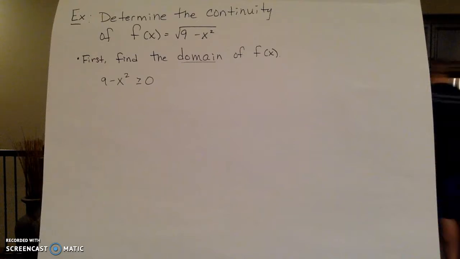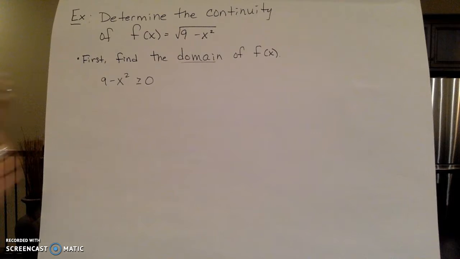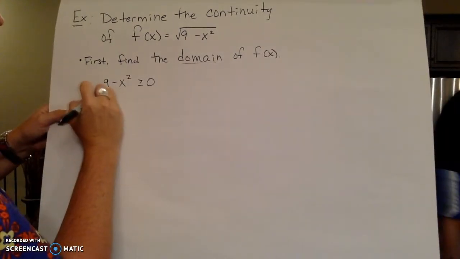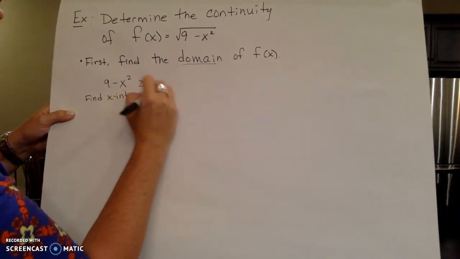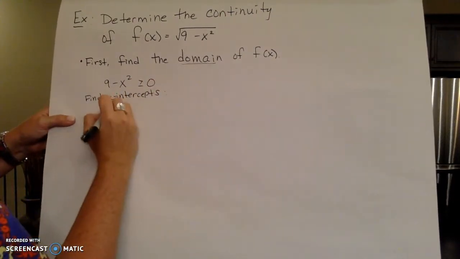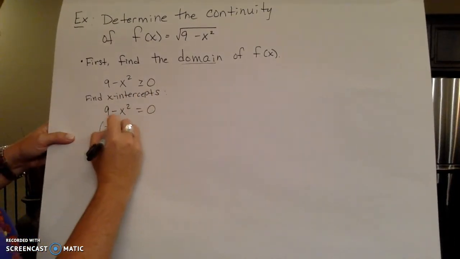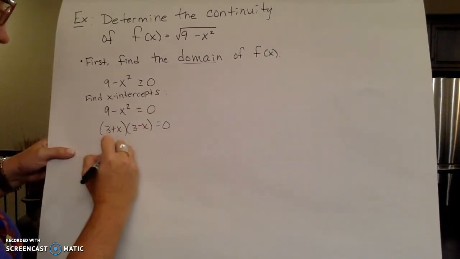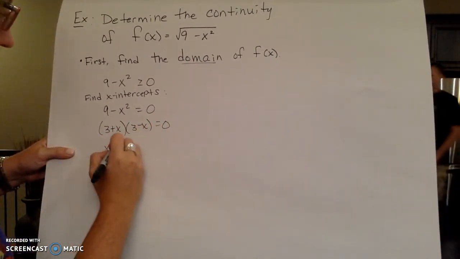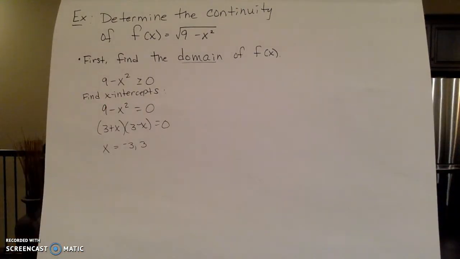Okay, so we need to find this domain. We'll set this greater than or equal to 0. So we need to find the x-intercepts. So we're looking at trying to solve this equation. This is 3 plus x times 3 minus x. So x would equal negative 3 or positive 3. So that's what we're looking at.